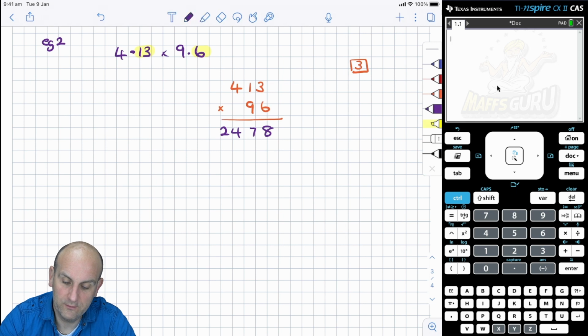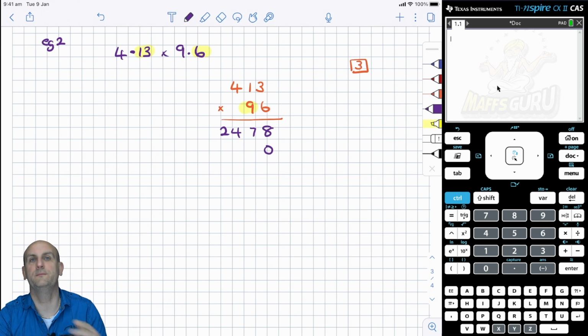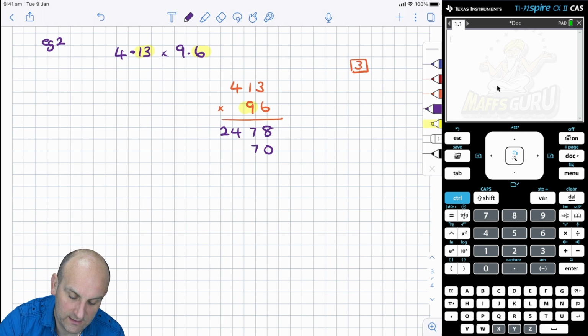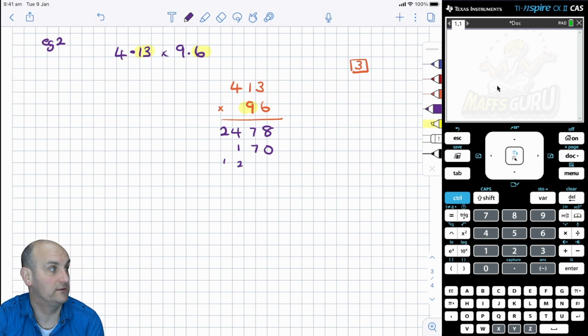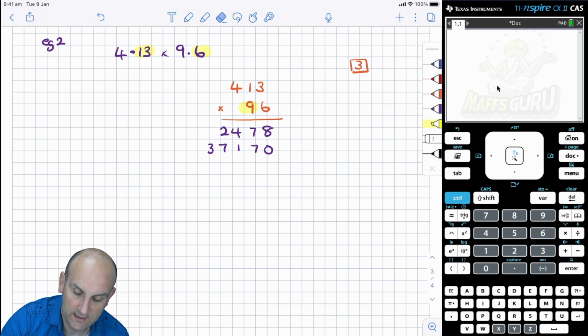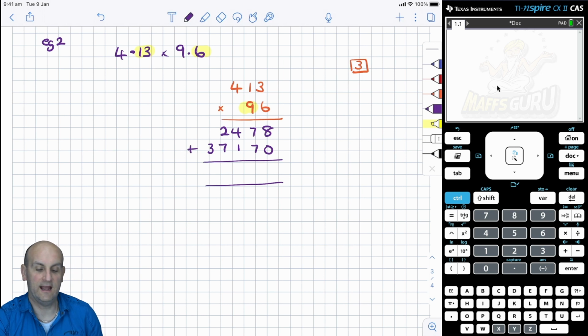Now what I'm going to do is, because I'm now going to multiply by the 9, I need to put a 0 in here so that I can put all of my numbers in the right columns. So now I'm going to do 9 times 3, 9, 18, 27. 9 times 1 is 9, plus 2 is 11. 9, 18, 20, 9, 18, 24, 36, 37. All right, rub those values out, draw my lines, and then add them together.